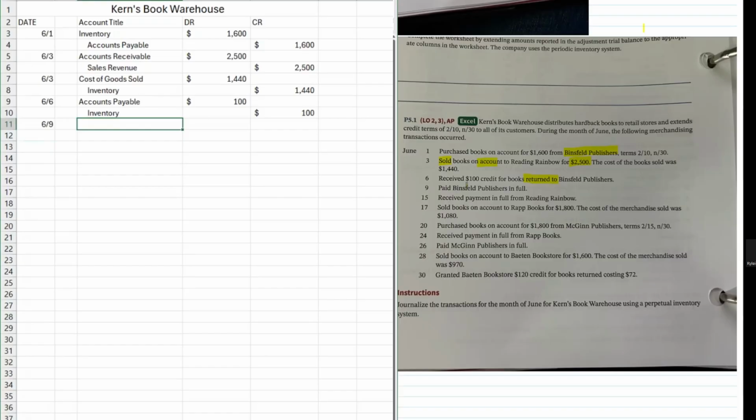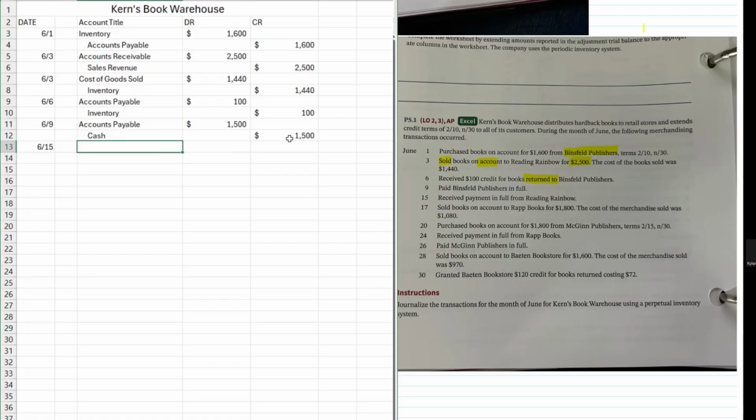Moving on. June 9th. We paid Binsfield Publishers in full. So this total right here, this purchase right here, 1600 minus our return. So 1600 minus 100 is 1500. So we're going to go ahead and put that in. So we paid our accounts payable. We don't owe them that money anymore for purchasing the books. And we paid it with cash.